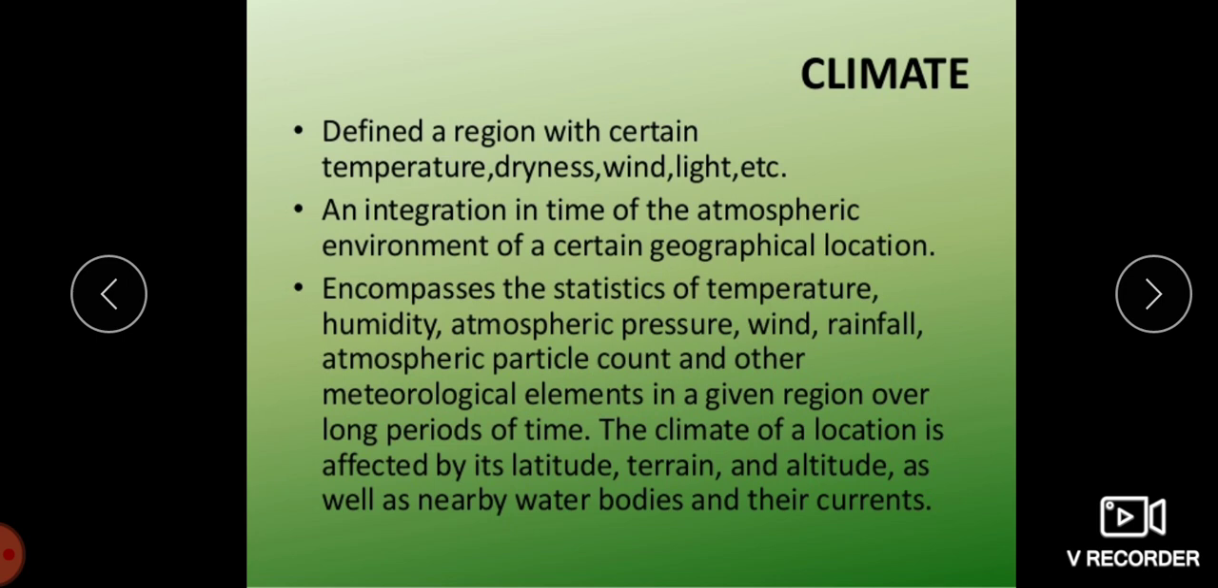In a broader sense, climate is the state of the components of the climate system, which includes the oceans, land, and ice on Earth. The climate of a location is affected by its latitude and longitude, terrain, and altitude, as well as nearby water bodies and their currents.